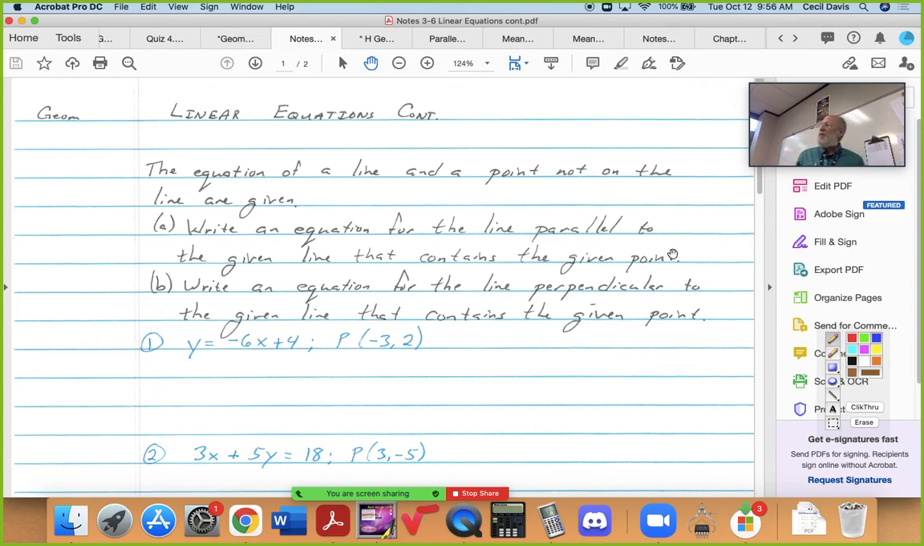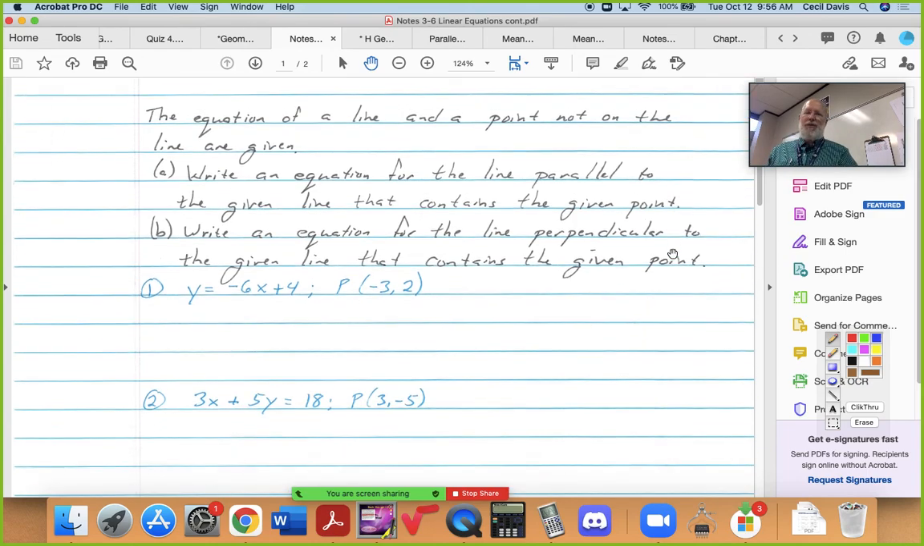All right, so we're going to do some more problems with linear equations. This is a type that'll be on your worksheet today. It reads like this: the equation of a line and a point not on the line are given. Part A, write an equation for the line parallel to the given line that contains the given point. Part B, write an equation for the line perpendicular to the given line that contains the given point. So we're going to be writing two different equations for each one of these.